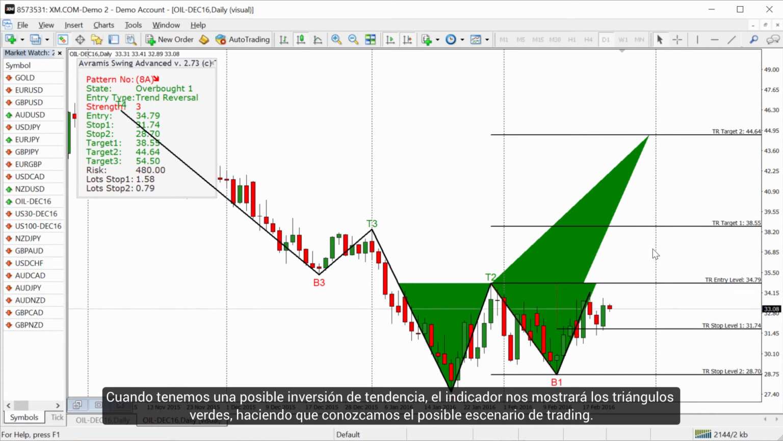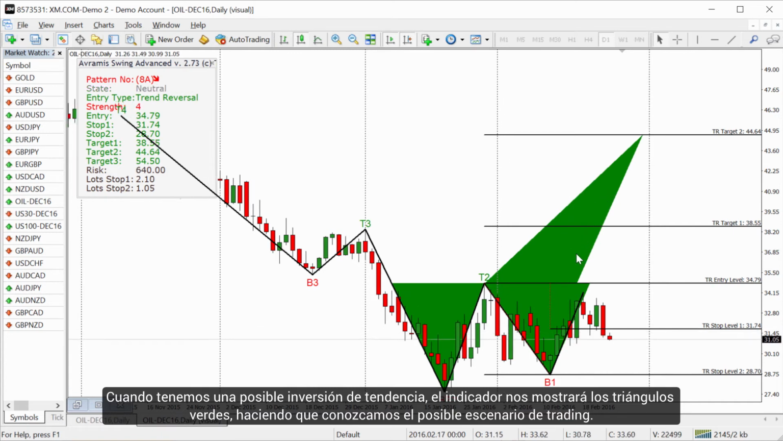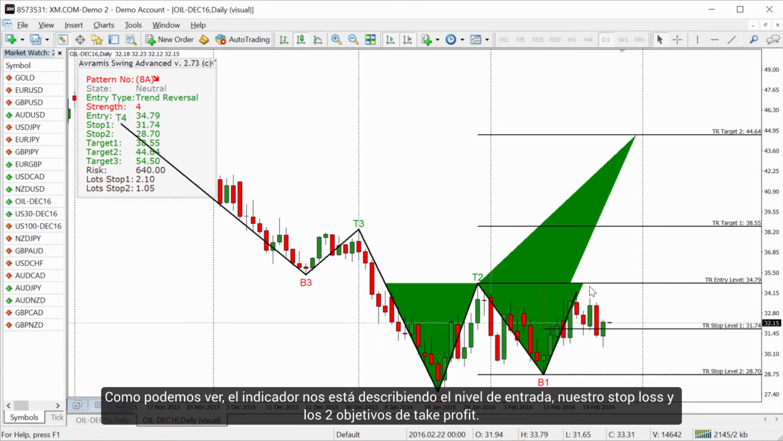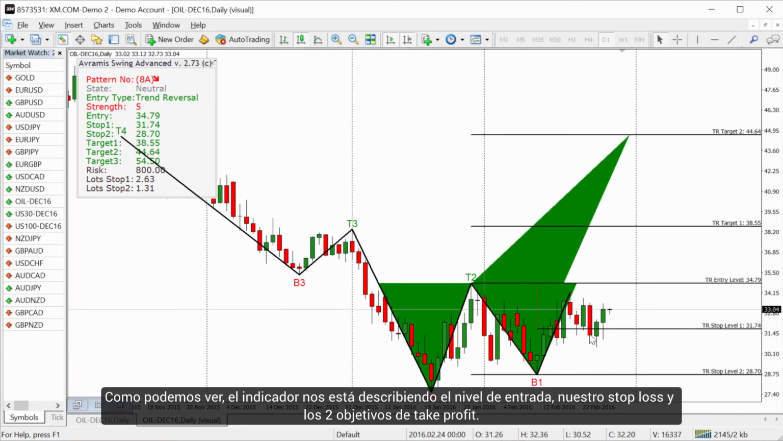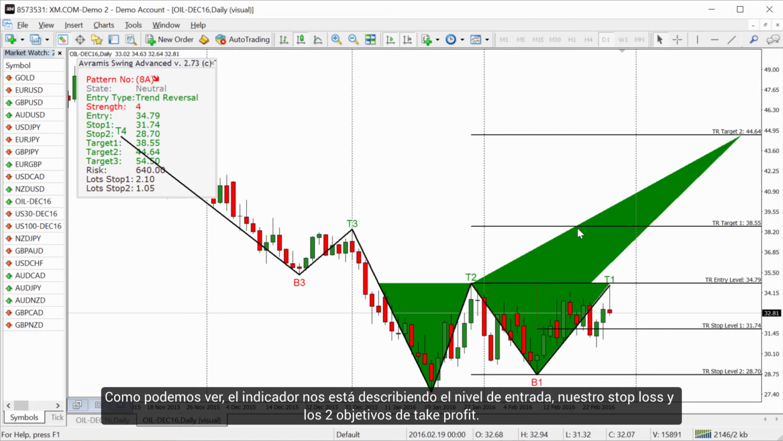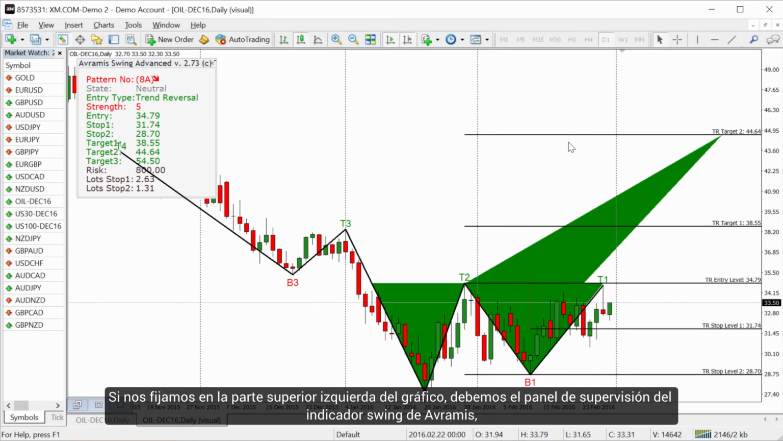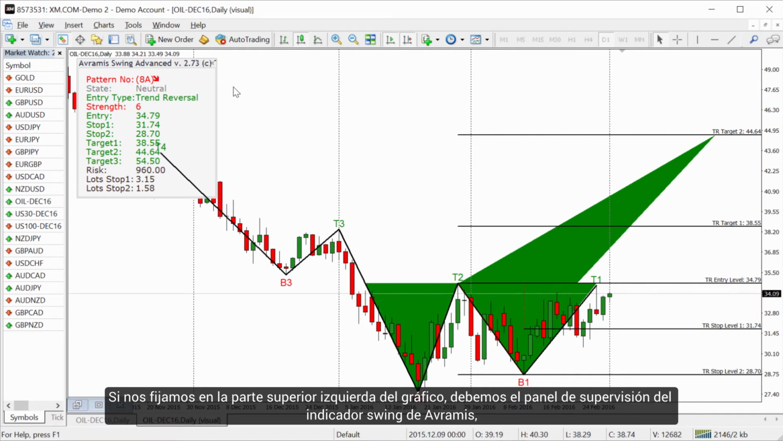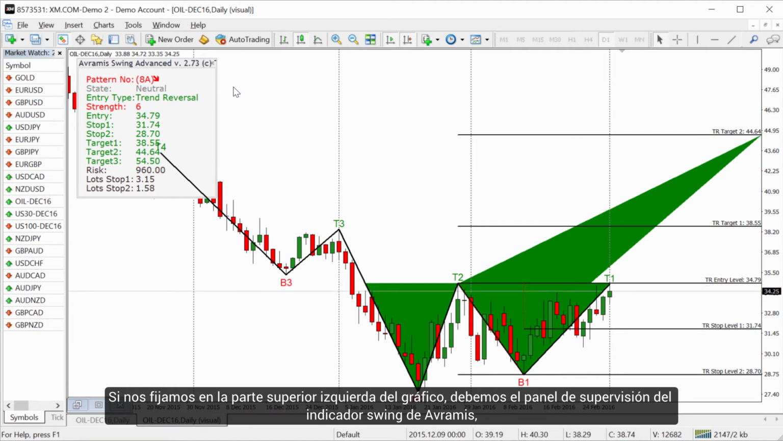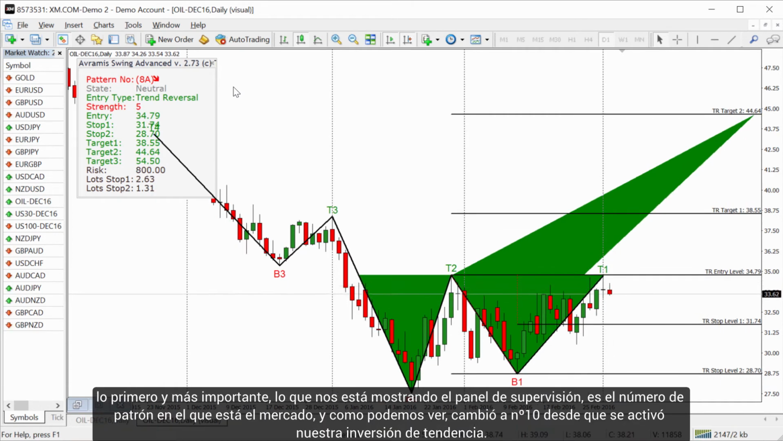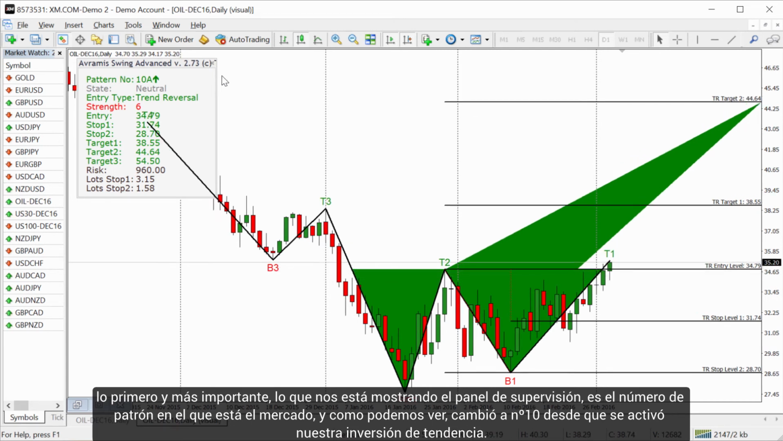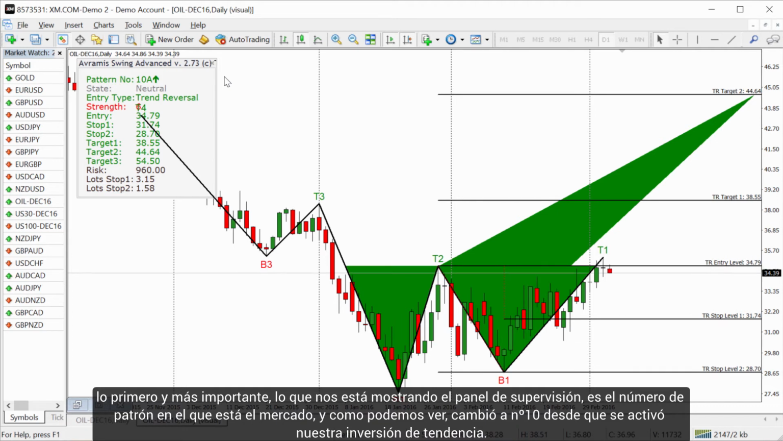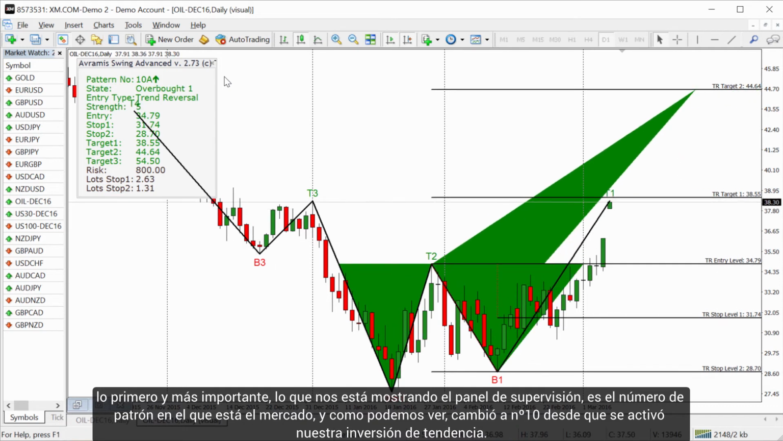Once we have a possible trend reversal, the indicator will show us the green triangles, making us aware of the possible trading scenario. Now, as we can see, the indicator is outlining to us our entry level, our stop loss, and our two take profit targets. Now, if we look in the top left-hand side of the chart, we can see the monitor panel of the Avramis swing indicator. First and foremost, what the monitor panel is showing us is the pattern number that the market is in. As we can see, it has now changed to a number 10 ever since our trend reversal was activated.